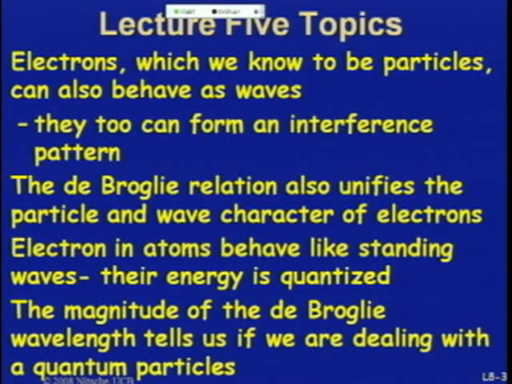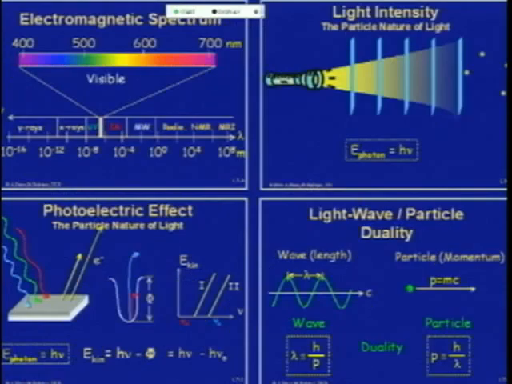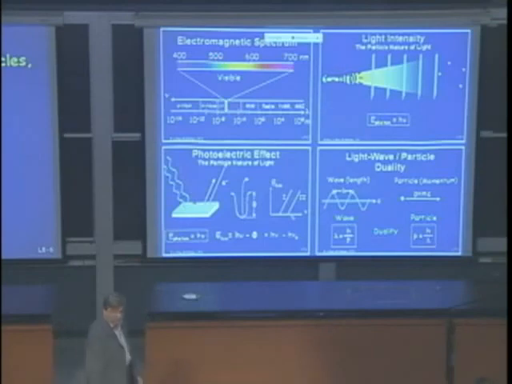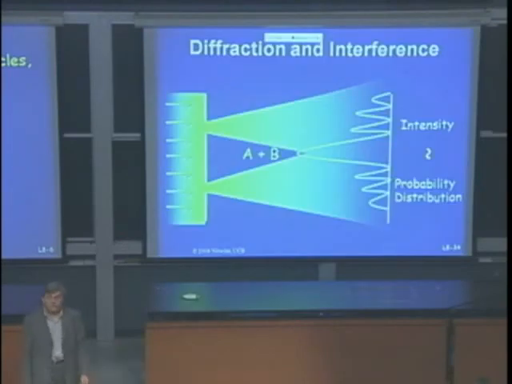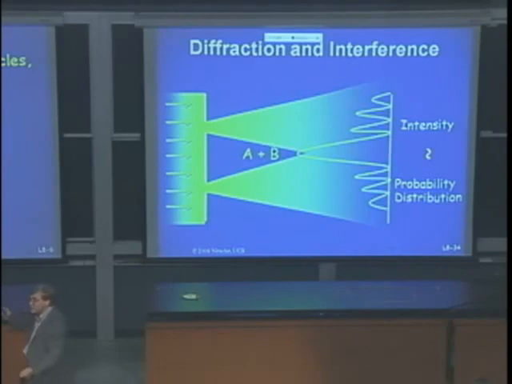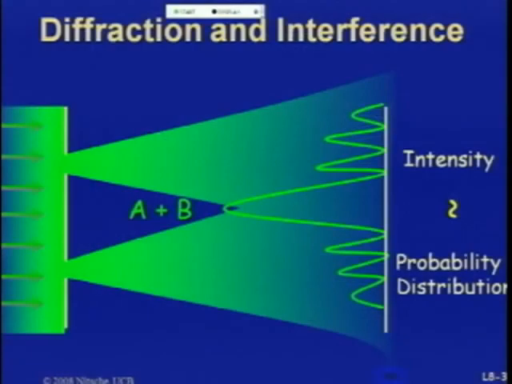So lecture 5, we know that electrons can behave like particles, but they also can behave like waves. We know that electrons are particles, but I have shown you that they behave like waves because they also have an interference pattern. So there we have the dualism again, like we had it with the light, we had it with electrons.